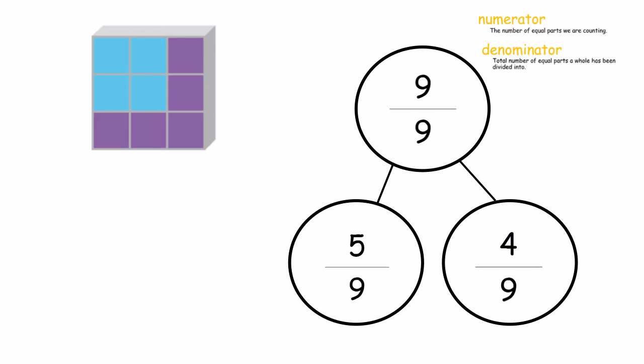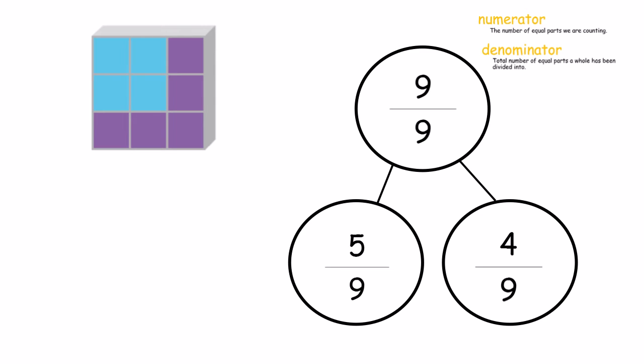I can see that the denominator is the same in all of the fractions. Why do you think this is? The denominator tells us the total number of equal parts a whole has been divided into. So it doesn't matter if we're counting the purple ones or the blue ones, the denominator will stay the same because the whole is divided into 9 equal parts.